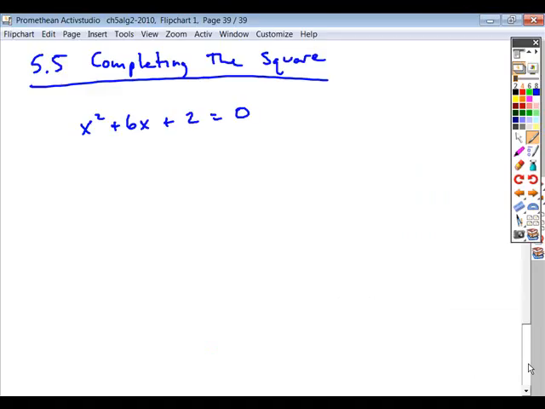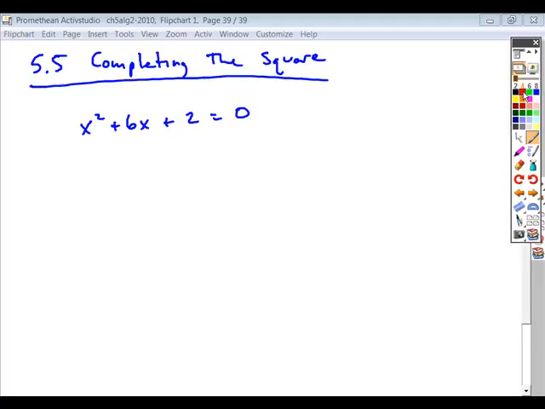Here's the process of completing the square. If you're looking to solve an equation, one of the possibilities you have in solving it is to follow the steps for completing the square. What completing the square does is it allows you to write it in a form that is more like the vertex form of the quadratic.